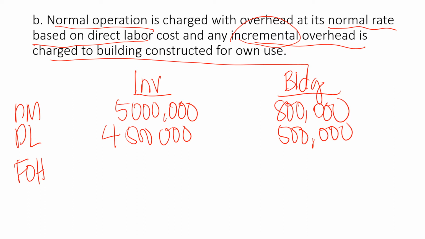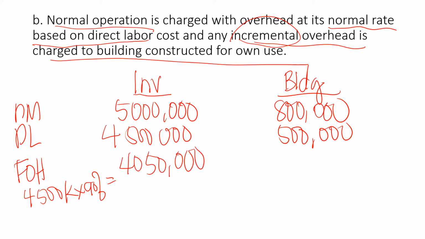So, para makompute sa inventory, that's 4,500,000. I-multiply ko ng 90%. So, magkano? So, 4,500,000 times 0.9. So, this is 4,050,000. Pero for building, sabi niya, incremental lang. So, ibig sabihin, yung hindi natin na-charge sa inventory, mapupunta sa building. So, this will be 6 million minus 4,050,000.